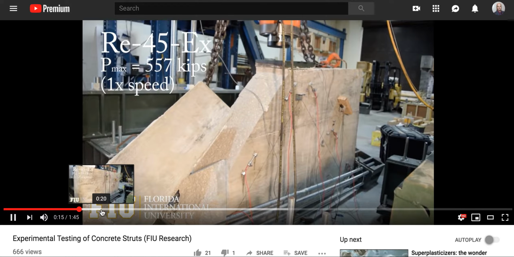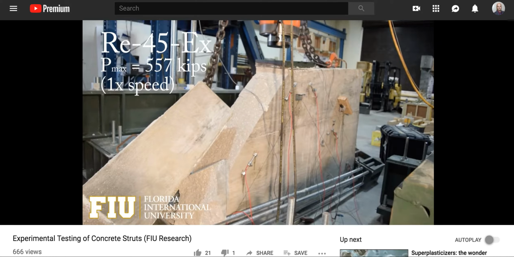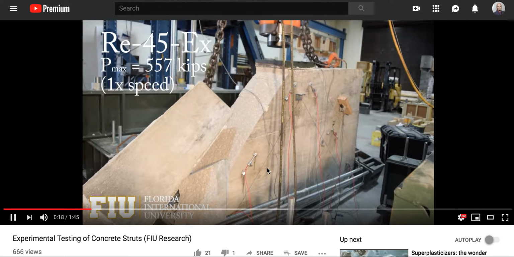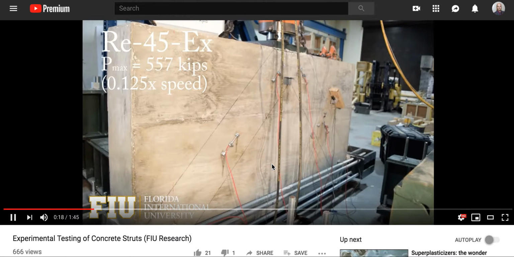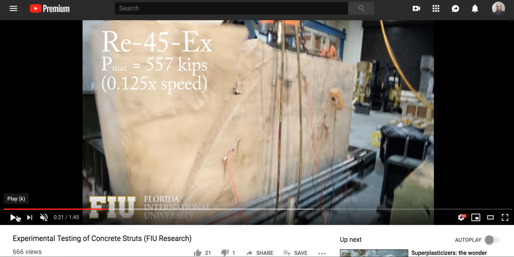We're gonna run it again. This is 1 minute 48.5 seconds. I'd love to know what the strain gauge is reading. Now this is their slower speed. Again, its failure is 557 kips. Wow, look at that thing go.